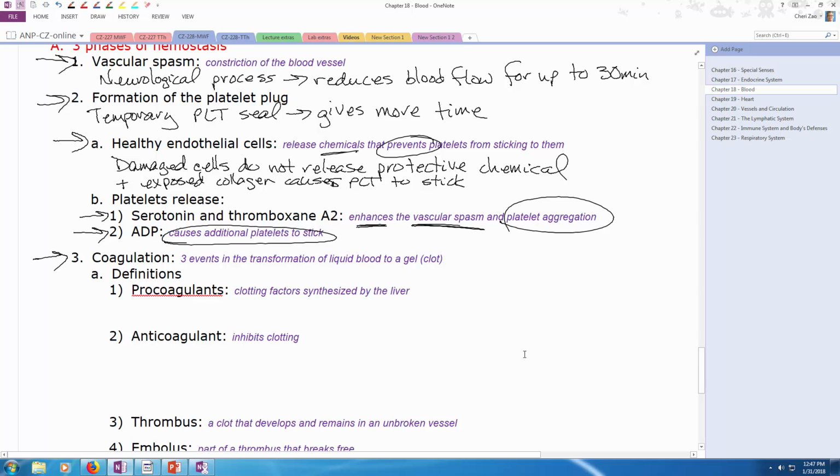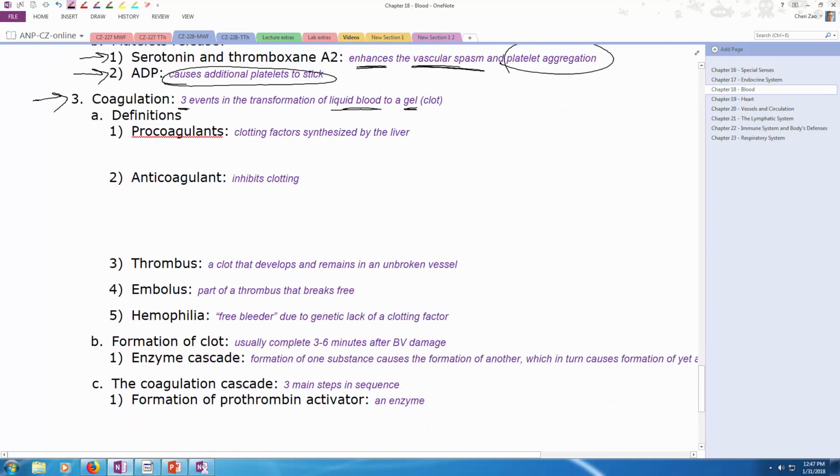The next thing that actually happens now in hemostasis is coagulation. There are going to be 3 events that we're going to talk about after we go through some definitions. But remember, coagulation is going to take our liquid blood and make it into a gel, which is what our clot is. Let's take a look at these terms real quick. Procoagulants, anticoagulants, thrombus, embolus, and hemophilia.